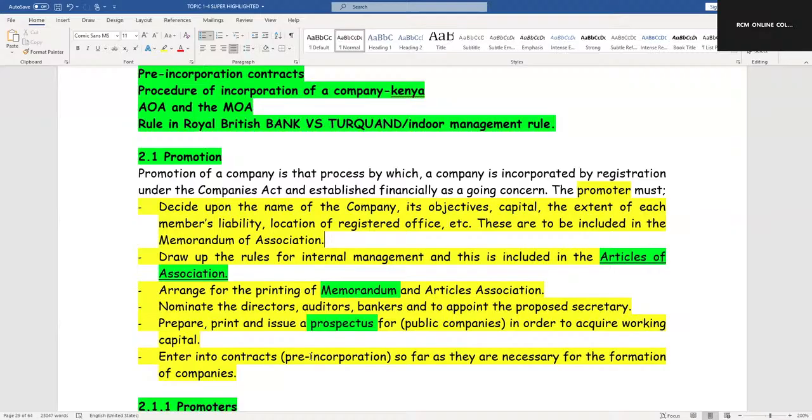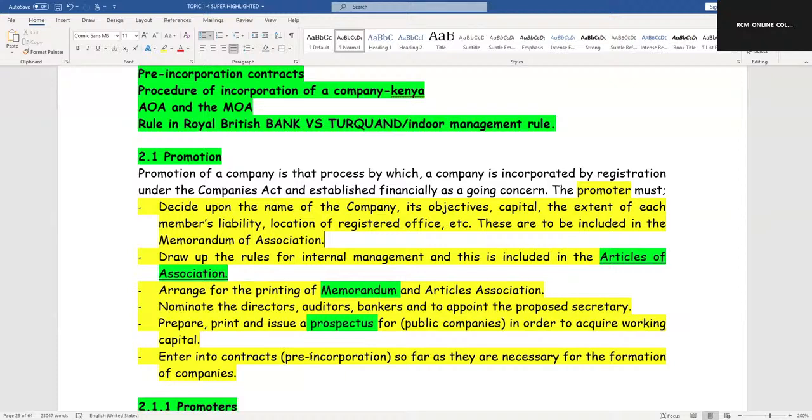And of course, you can be able to see, I have super highlighted. This is a danger area in the exam. It can easily be tested. It is one of the most common in the exam, the duties of a promoter.